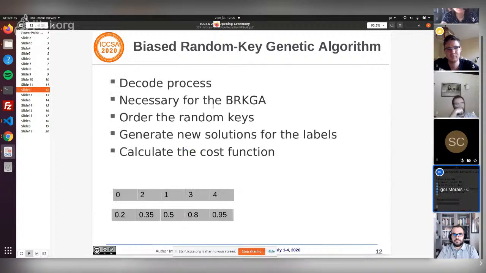The decoding process in the biased random key genetic algorithm is necessary for converting the encoded solution into a real solution of the problem. For this, we sorted the encoded solution based on its random keys, and we calculate the cost function for the problem.